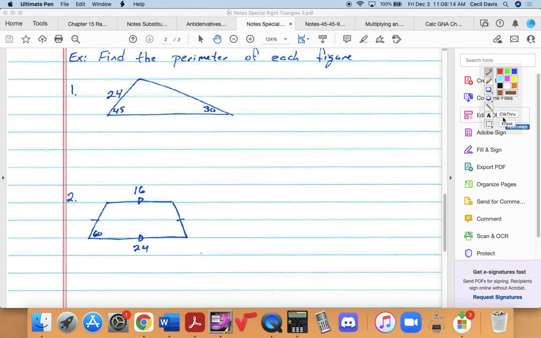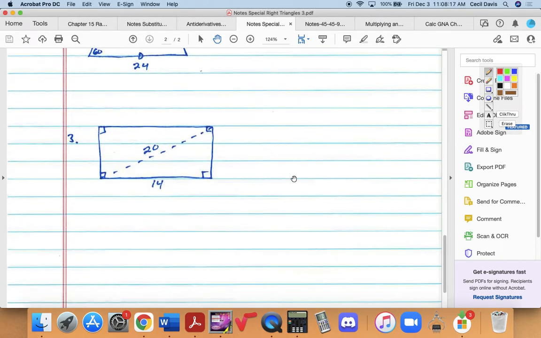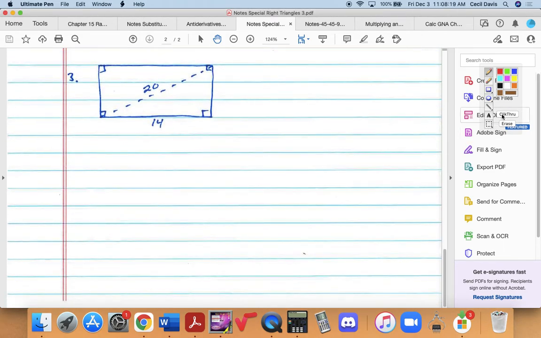All right, one last one. So the whole figure here is a rectangle. What kind of triangles do we have? Congruent right triangles. Between the two of you, you got it right. Congruent right triangles. So that means this is 14, but how in the world am I going to find these two sides?